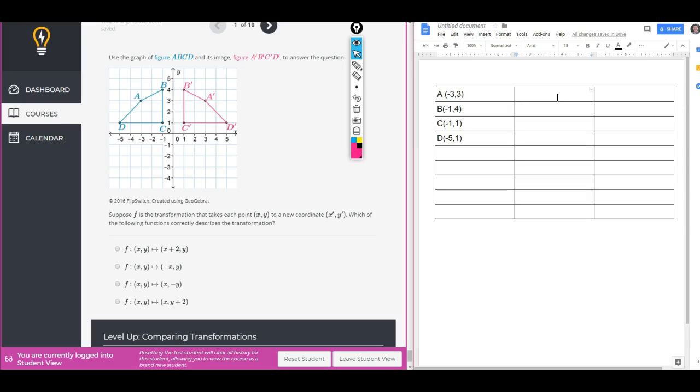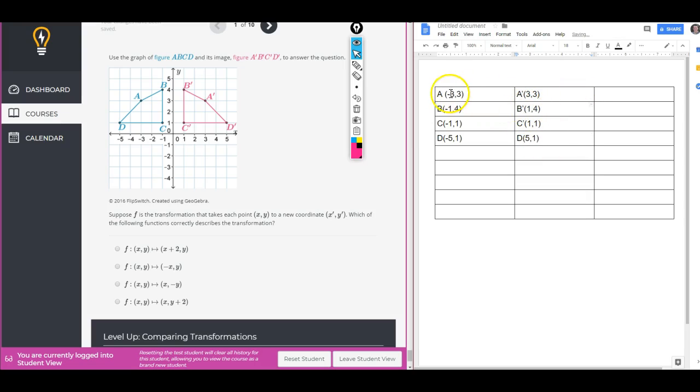And then A prime's point is at 3, 3. B prime's point is at 1, 4. C prime's point is at 1, 1. D prime's point is at 5, 1. So I just listed off their coordinates.